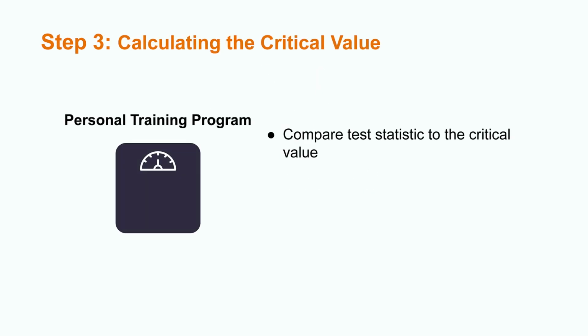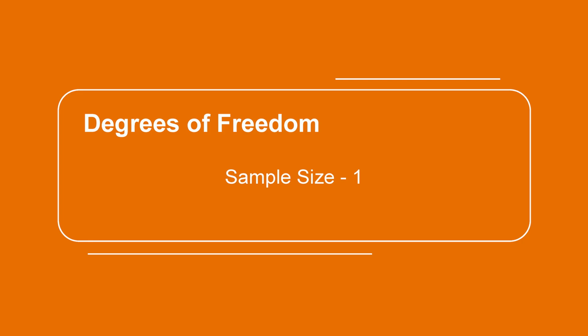In order to determine if our clients have lost a significant amount of weight, we must compare our test statistic to the critical value. Please note, this result can also be obtained using the p-value method, but we will not be covering this in today's lesson. To find the critical value, we will use a t-table, which is found in the back of most statistics textbooks. Using the table, we must first calculate our degrees of freedom, which is simply the sample size minus 1.